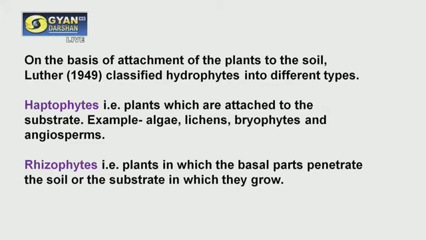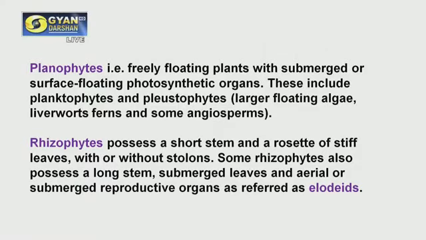Rhizophytes, that is the plants in which the basal parts penetrate the soil or the substrate in which they grow. Only the basal part, like root system. Root system is present beneath the soil. So those are known as the rhizophytes. Planophytes, that is freely floating plants with submerged or surface floating photosynthetic organs, like phytoplanktons or planktophytes or pleustophytes.